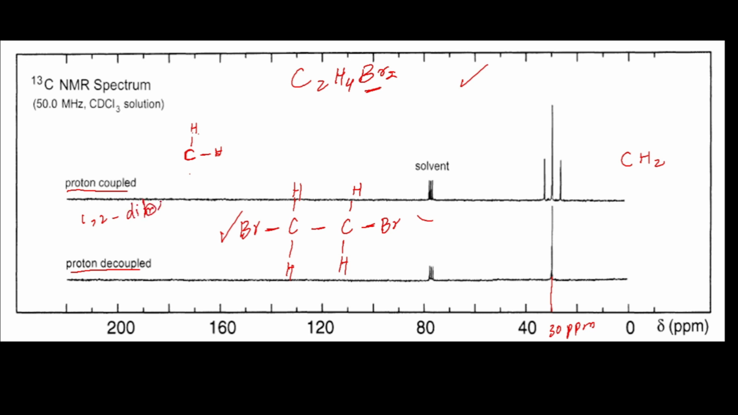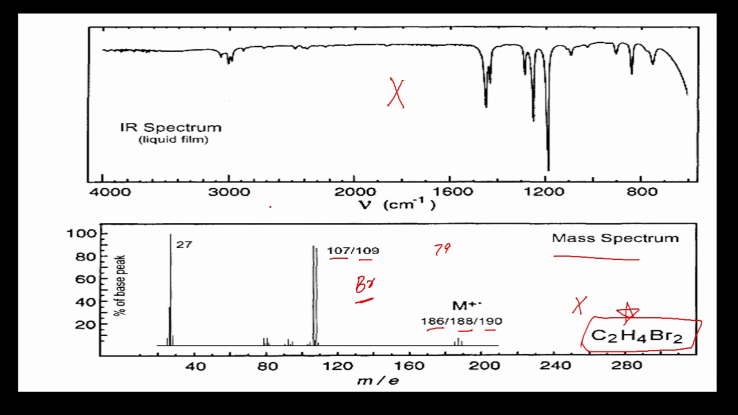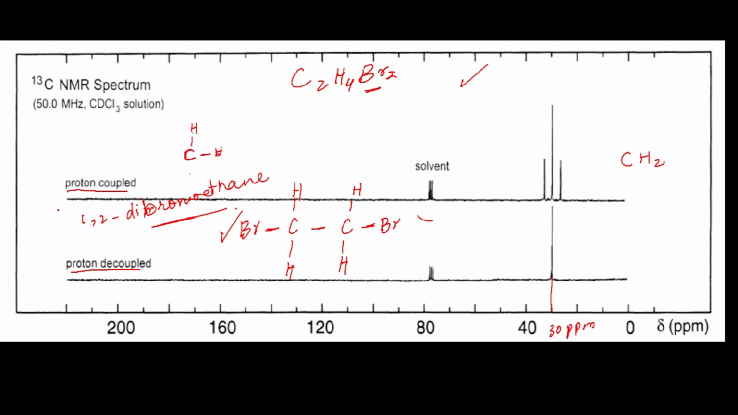And this structure is 1,2-dibromo... what will it become? Yes, right, 1,2-dibromoethane. So this is your respective structure. Now think about it: if the mass spectrum is not given and the molecular formula is also not given, then how will you elucidate this structure, because you don't know at this time that you have bromine in your molecular formula?